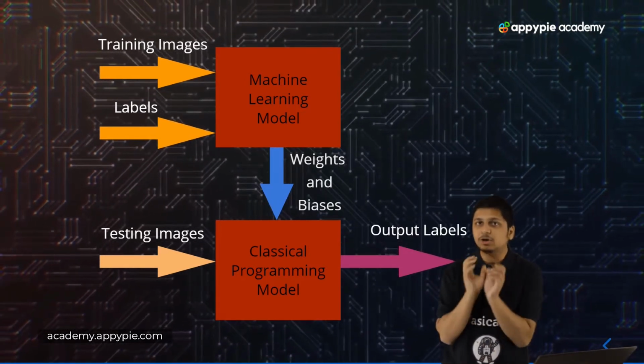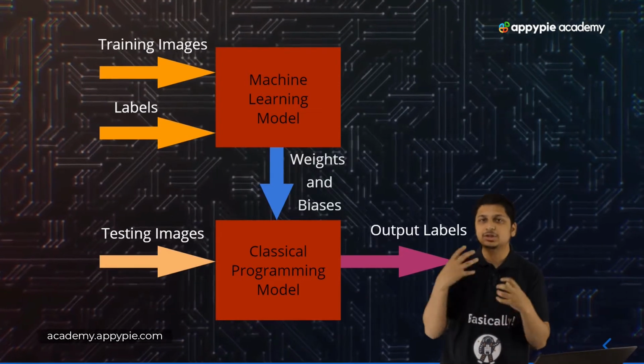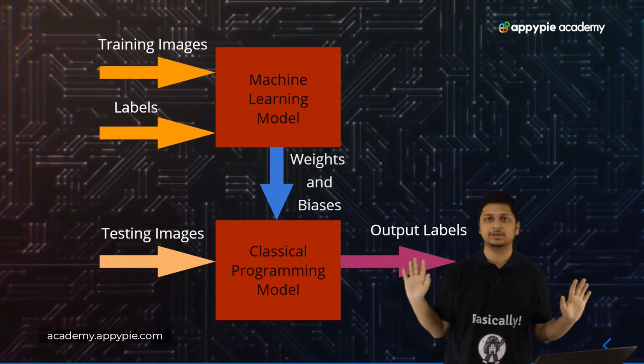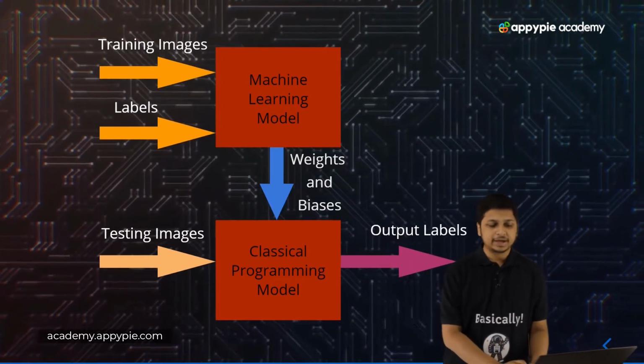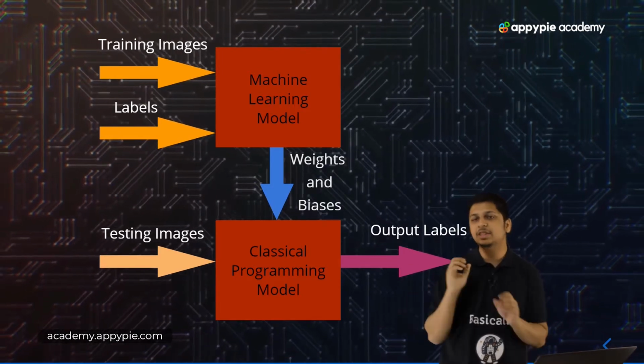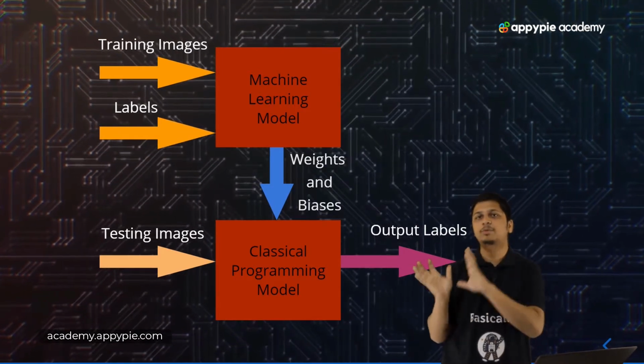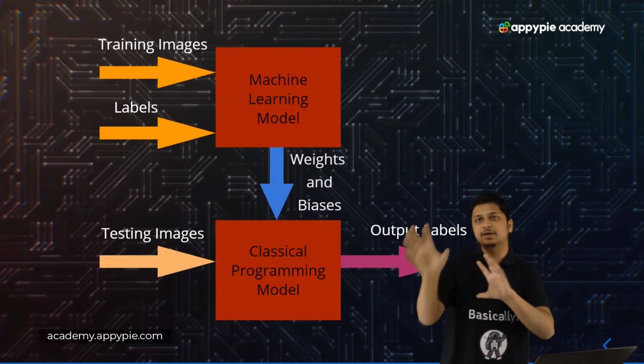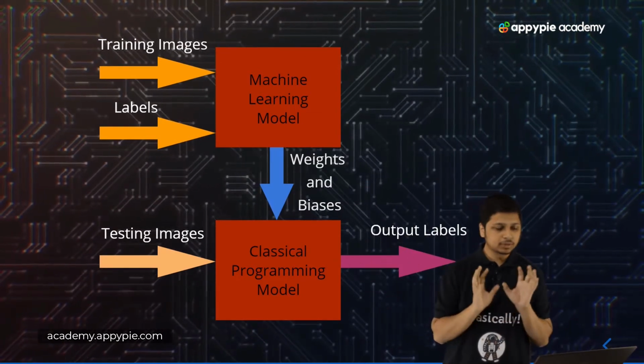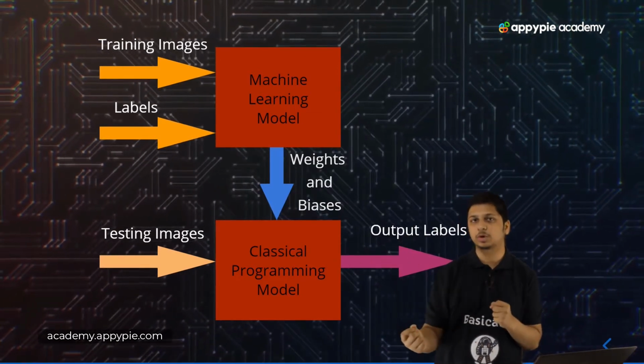The task of this machine learning model is to generate the rules for us. It generates weights and biases, which are the rules which, when put into a neural network, can give you an exact output. Let's look at a simpler version.